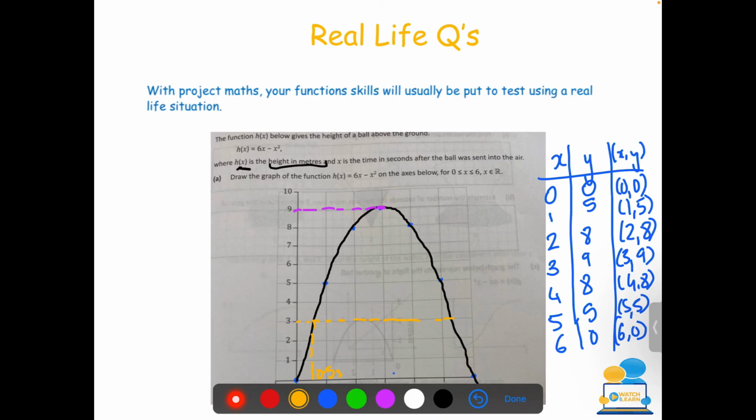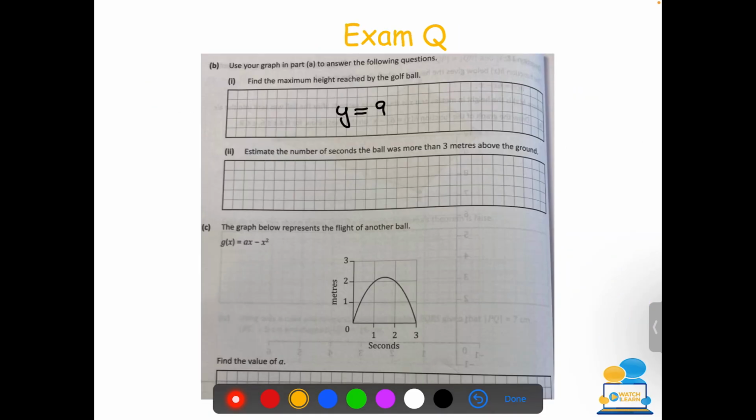So at 0.5 seconds it was at 3 meters. And on the other side of our graph then, that to me looks like 5.3. So at 5.3 seconds, it was back at 3 meters. So to find the number of seconds it was more than 3 meters above the ground, we're going to get 5.3 seconds. We're going to take away the 0.5 seconds. And we are going to get 4.8.